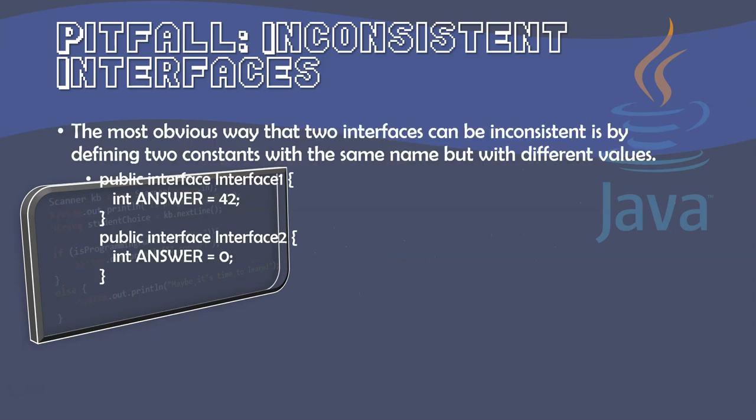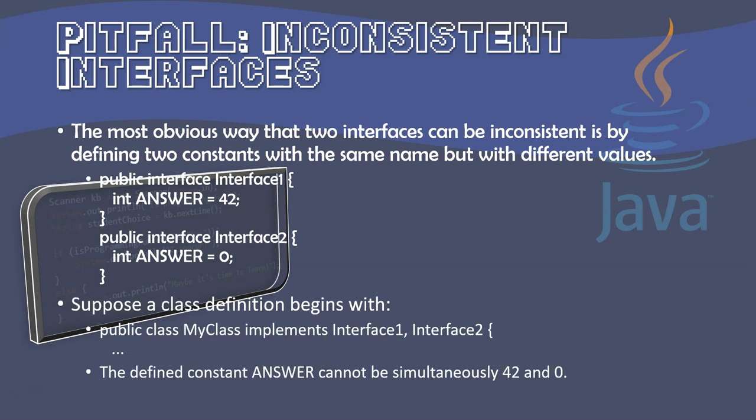The most obvious way that two interfaces can be inconsistent is by defining two constants with the same name but with different values. So here we have public interface Interface1 with int answer = 42, and public interface Interface2 with int answer = 0. Let's say we put this into a class structure: public class MyClass implements Interface1, Interface2. Well, we have a problem because it's going to try to implement both those interfaces, but because it's a defined constant, it can't be both the value of 42 and the value of 0. It wouldn't work.